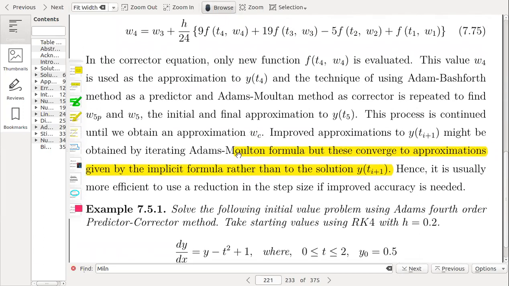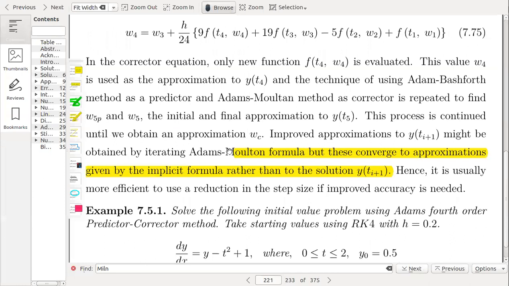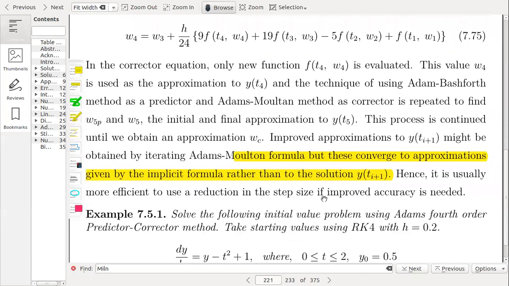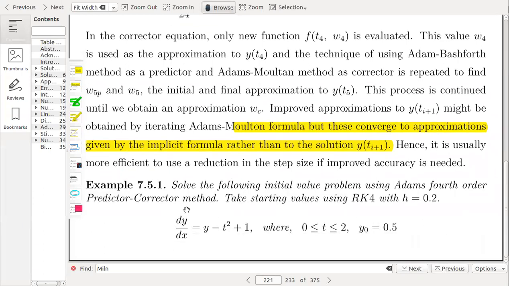So here you see that even if we apply the Adams-Moulton formula to improve the values we have calculated using the predictor formula, still maybe we are unable to find the more accurate solution. But the recommendation is that if we reduce the step size or we take a smaller step size, we will get the improved accuracy. Next is the example.